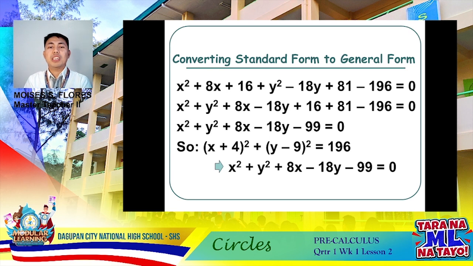Again, when we convert standard form to general form, it's just a matter of expanding your two binomials, and then simplifying further, combining like terms, especially your constant term. Then, of course, the general form is always equated to 0.